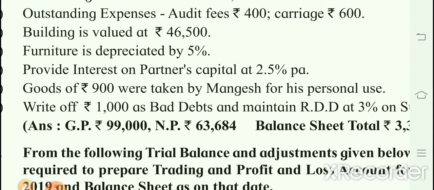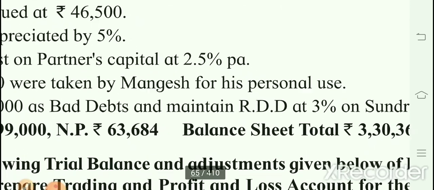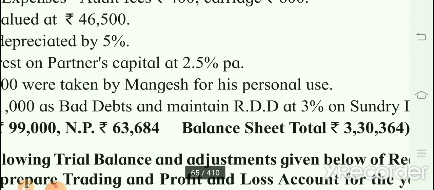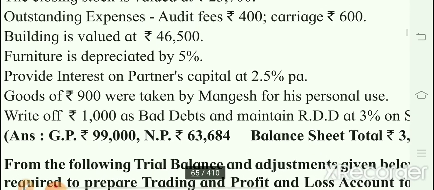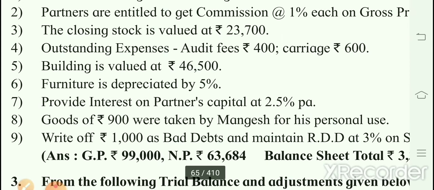See, on asset side, we have written sundry debtors as rupees 52,200. From this amount deduct new bad debts 1,000. Remaining amount on inner column will be 51,200. On this amount 51,200, charge 3% RDD. It will be 1,536. The remaining amount of debtors will be now on outer column 49,664. This is what the first effect of this adjustment is.